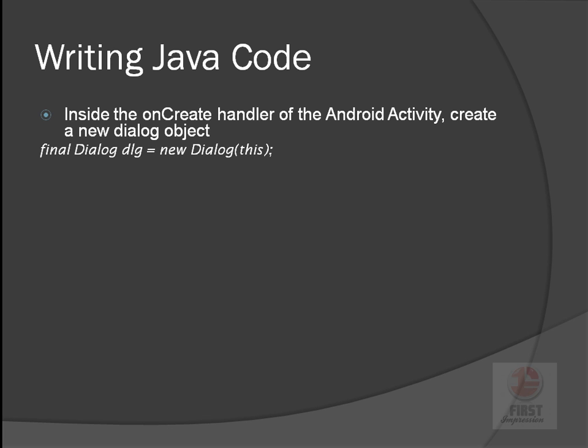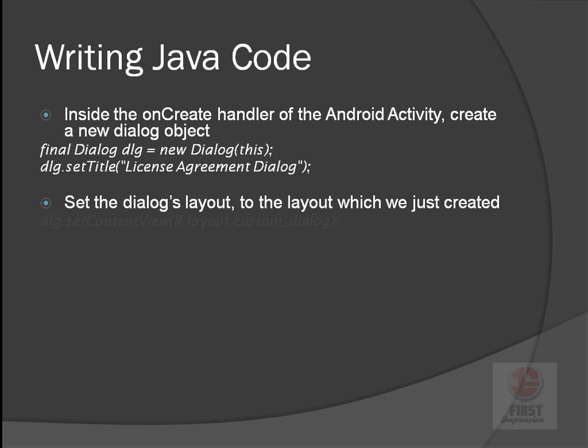We'll say final Dialog DLG equals new Dialog(this). The meaning of this is the current activity. Now we have to set the content view of the dialog. First, let's set the title on the dialog by saying setTitle, license agreement dialog. Then we'll say dlg.setContentView(R.layout.custom_dialog). So this dialog will have the content view R.layout.custom_dialog.